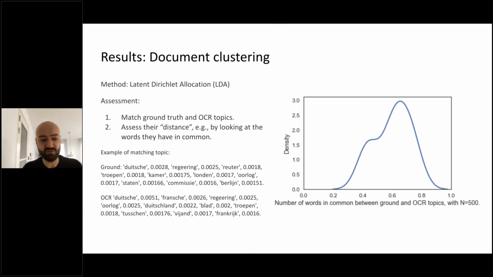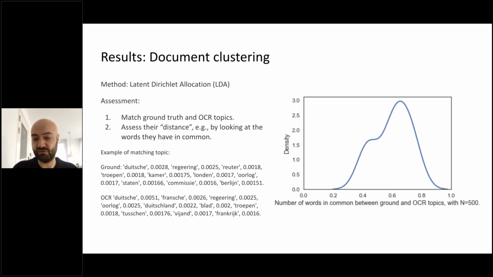You can see an example of that on the bottom left, where I have put the top words for 2 matching topics. On the top, the ground truth, and on the bottom, the OCR. I think this is about the First World War. And you can see that the words are sometimes similar, sometimes different. The weights might be different, but the topics look pretty similar.